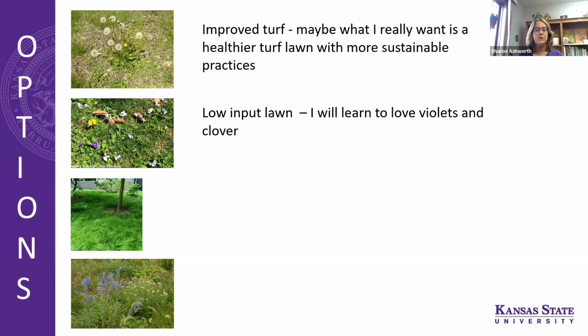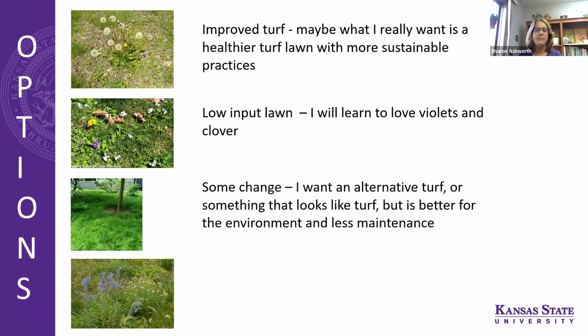Then there are some people who really want to lower the inputs to their lawn. So they're going to tolerate what some might call weeds, violets and clover, for instance. So we're going to tolerate that in order to lower the inputs into our lawn. Another option is some change. Some people want an alternative turf grass, or something that looks like turf, but it's better for the environment and less maintenance. And we'll talk about those options as well.